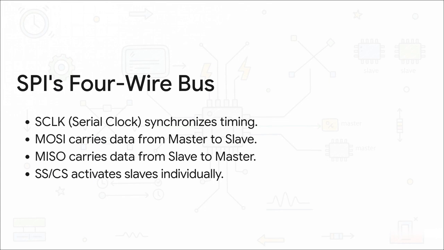Second is MOSI, master out slave in, which carries data from the master to the slave. Third is MISO, master in slave out, carrying data simultaneously right back to the master. And finally, we have the SS or CS pin, the chip select.